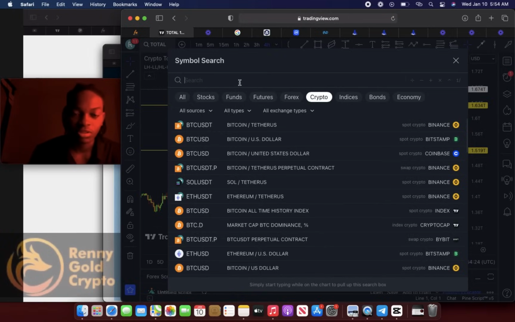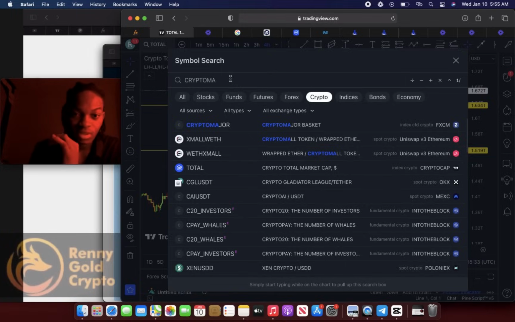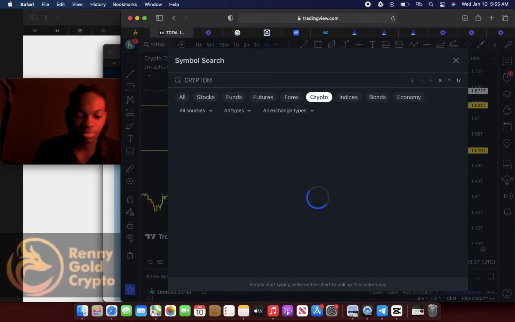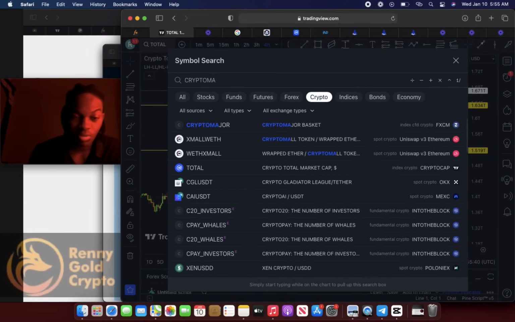So right here is on TradingView. When you come on your TradingView, you go to your search. When you come on here, you type crypto market. You can type crypto market, or you just type crypto mar. When you type crypto mar, what you want to do right here is this.